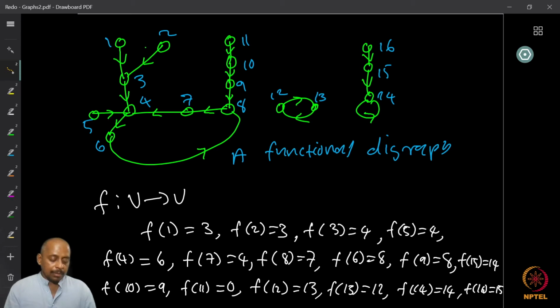So in this particular example, 1 is going to 3, so f of 1 is equal to 3. Similarly, 2 is also going to 3, so f of 2 is equal to 3, right? f of 3 is 4, f of 5 is 4, right? And similarly, you have all these values, right? f of 14 is equal to 14 because there is a loop there, right?